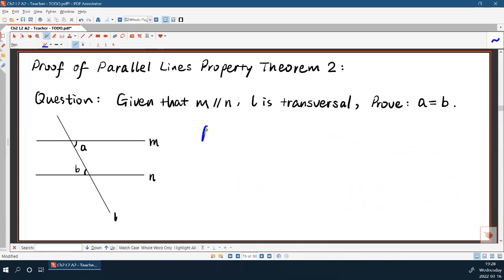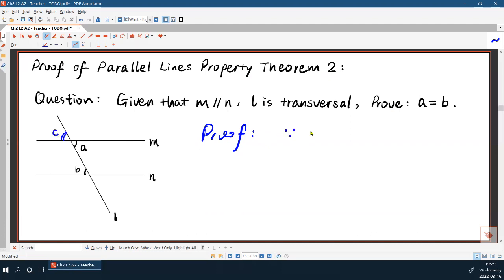Okay, let's say proof. Remember that we can use property theorem 1, because we have proved property theorem 1. Property theorem 1 states that parallel lines indicate that corresponding angles are congruent, right? So let's call this angle here C.